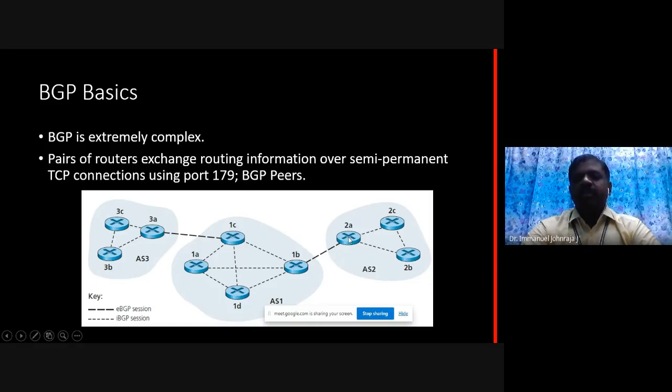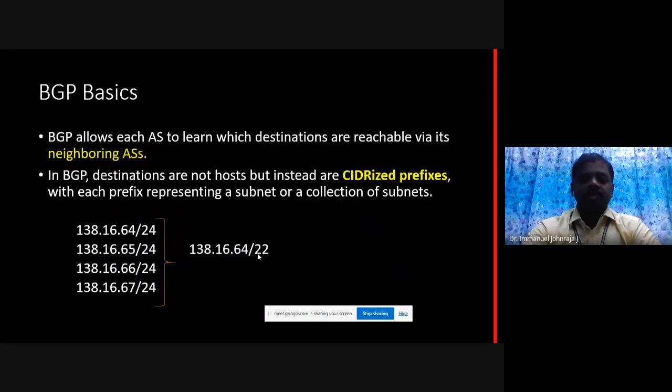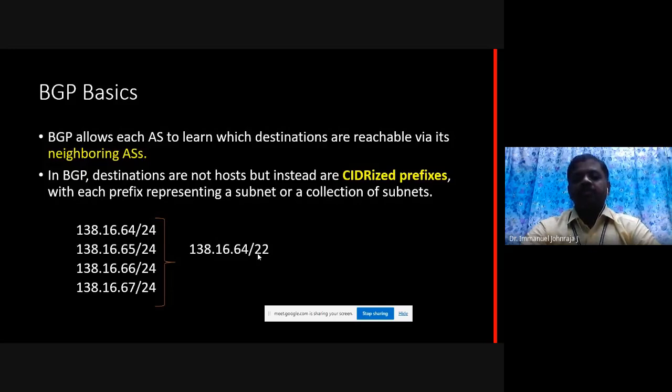1C and 2A cannot become peers, but 1C and 1D, and 1C and 1A can, because it's a mesh connection. In case of 1C and 1D, if you don't have the direct connection, they cannot make a BGP peer, because BGP peering can happen only with your neighboring routers. And also BGP allows the CIDR prefix. It supports discontiguous networks, CIDR networks, and also supports supernetting or summary networking.